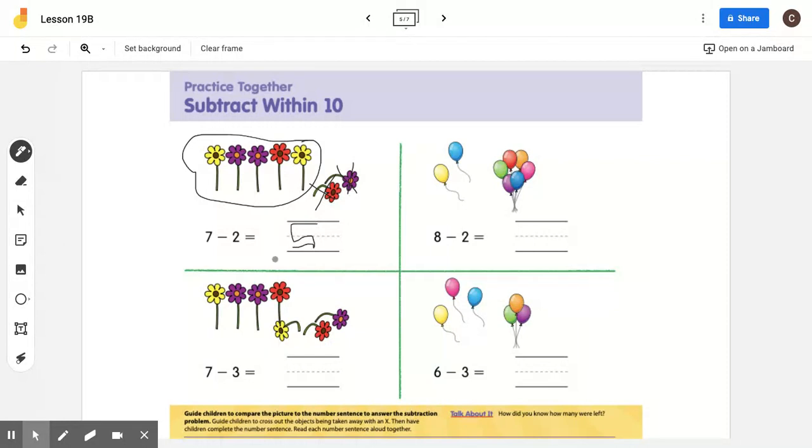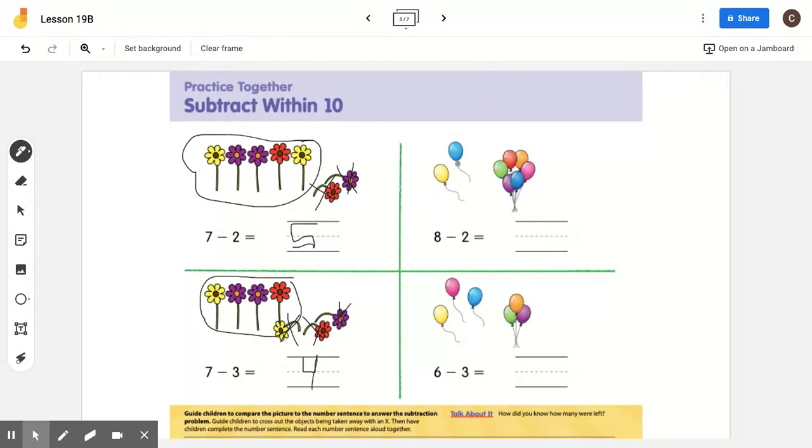Very good. Let's try it with this next one. We had 7 flowers, and we take 3 away. So we have 7, 6, 5, 4. So our answer is 4 because we have 4 flowers left. Good. So when we are subtracting in our minds, we're counting backwards, just like if you were looking at a number line and you were hopping backwards.